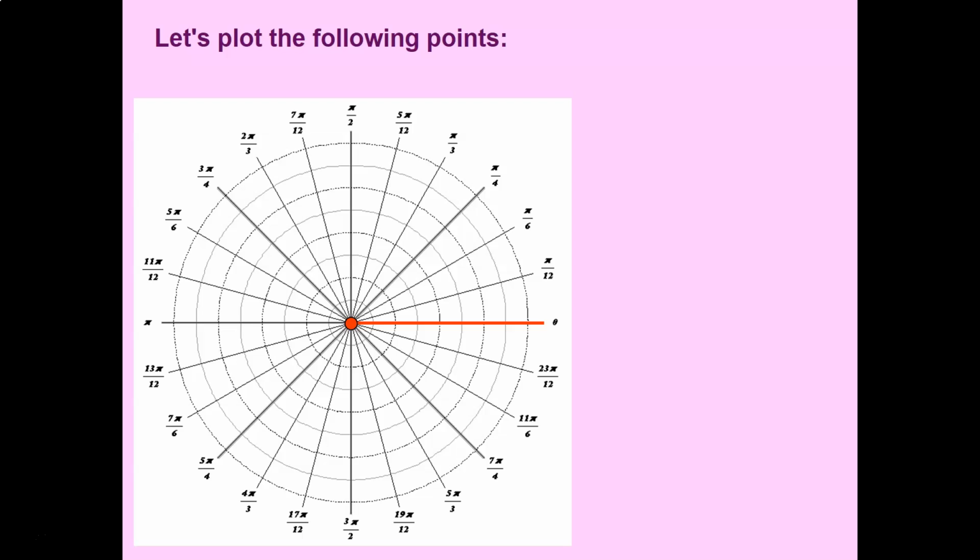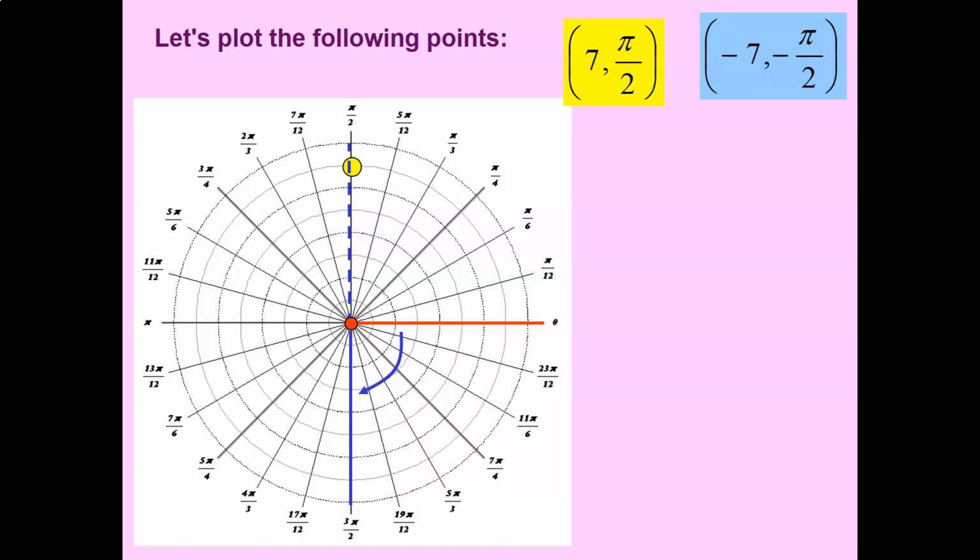All right, let's plot a few points. (7, pi over 2). First we find the angle, pi over 2, and then we go up 7 points. There it is. What about (negative 7, negative pi over 2)? Negative pi over 2 goes in the negative direction, down. There's the terminal angle, but this time the radius is negative 7, which means we go backwards: 1, 2, 3, 4, 5, 6, 7, and we wind up on that same dot.